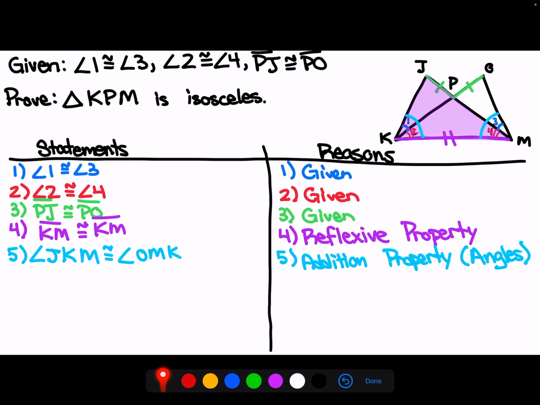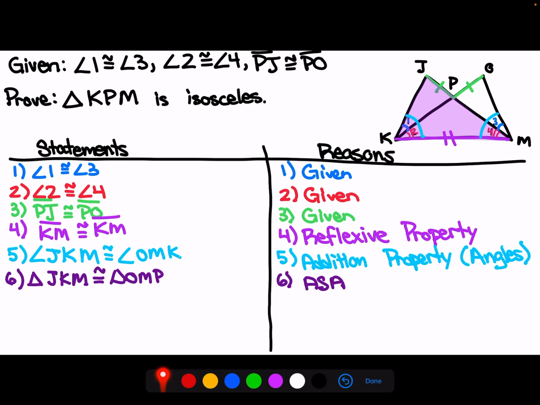Now from here, we have enough information to prove that triangle JMK is congruent to triangle OKM. And we can do that by angle, side, angle. Again, that's light blue angle, purple side, red angle. And we can see that on the other triangle as well: light blue angle, purple side, red angle. So these two triangles are congruent by angle, side, angle.